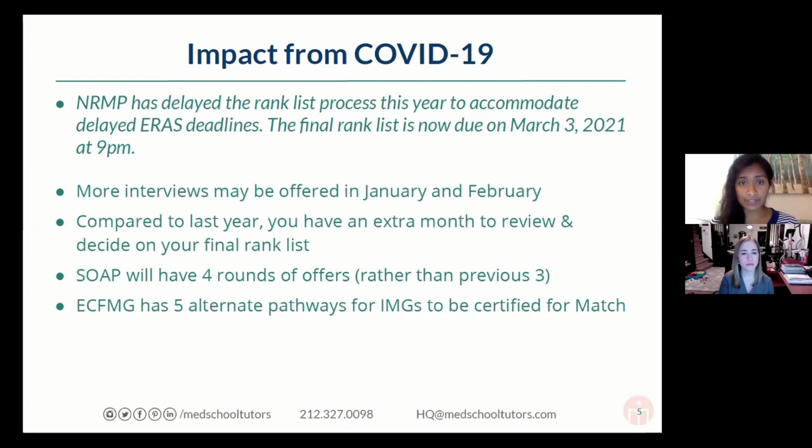And additionally, one thing that's important to note is that the SOAP will have 4 rounds of offers. Typically there are 3, and we'll go through what each round of offers means and what that process looks like, but there will be 4 of them. And the ECFMG has 5 alternate pathways now for IMGs to be certified. So a couple of changes, all due to COVID, but hopefully changes that'll benefit you and allow you to match in the best possible way.